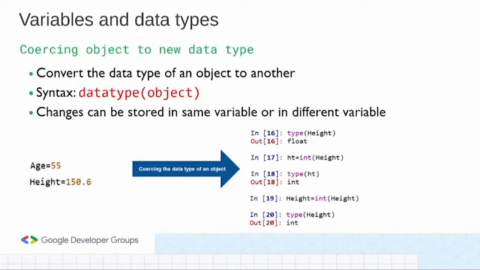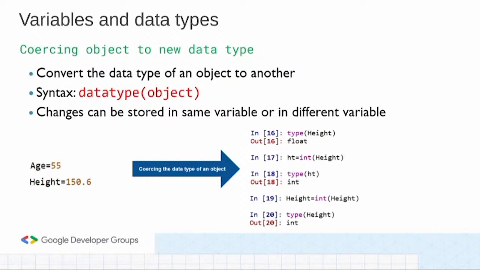So till now we have seen how to find the data type of an object. We have also seen how to verify if an object has a desired data type. Now we are going to look at how to coerce an object to a new data type. If I want to convert the data type of an object to another, I will be using the data type, where you need to replace data type with the abbreviation used for each of the data types, and you give the object as the input here.